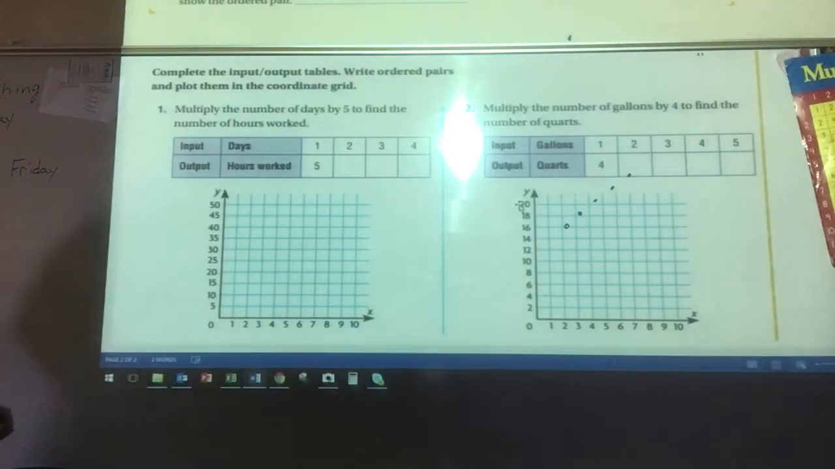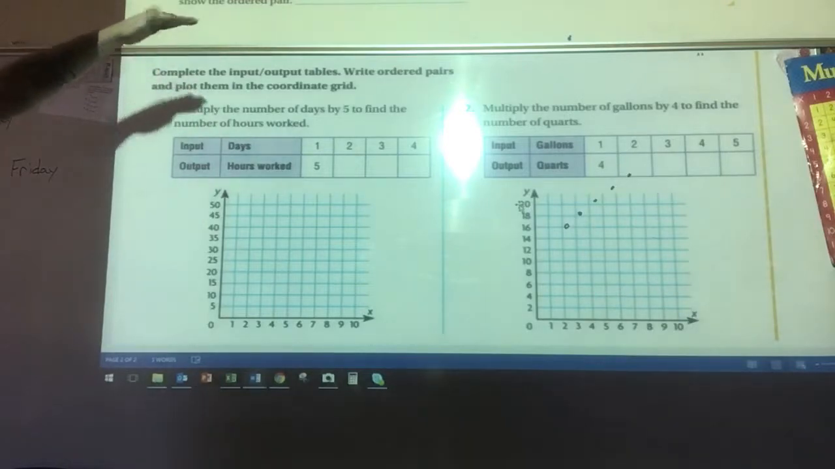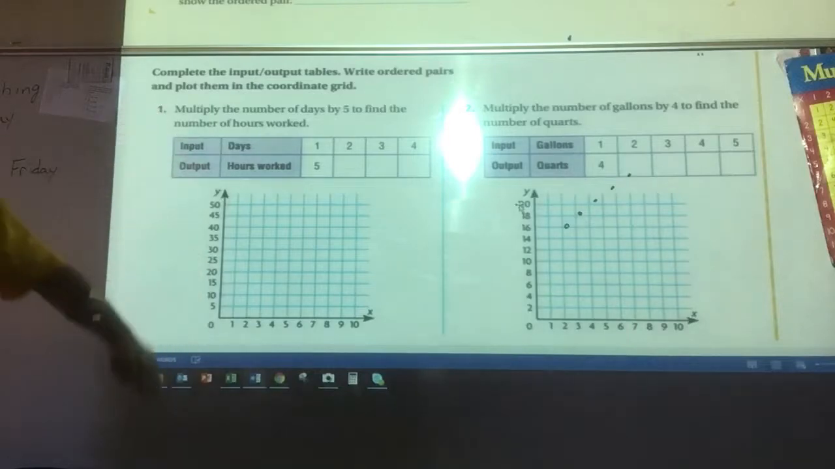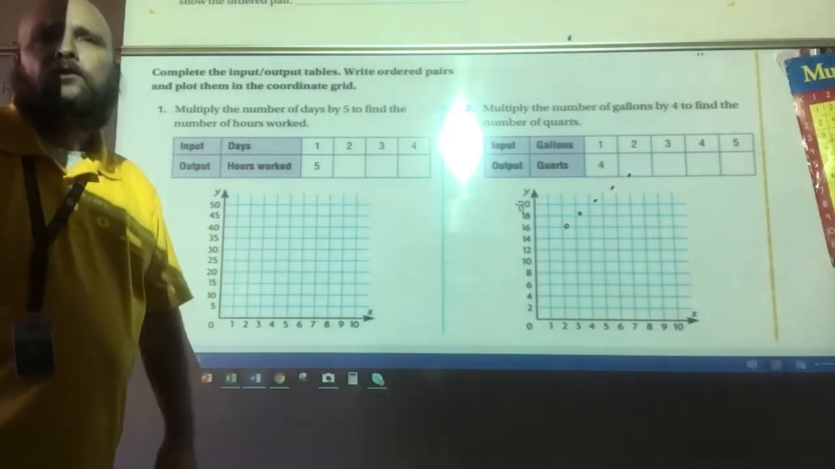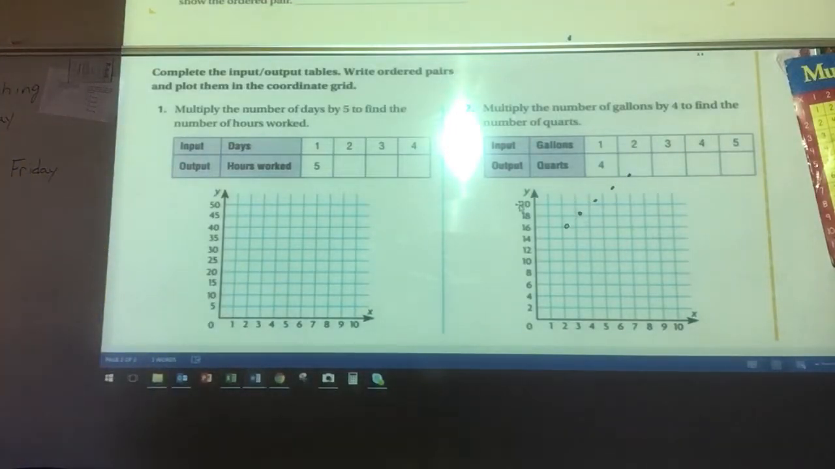All right, for these, you have to complete the table, much like we did up here, and then plot them in the coordinate grid. So try and do those on your paper. If you're watching at home, stop, do them on your paper, your desk with the marker, whatever it is you're using, and try and do those.